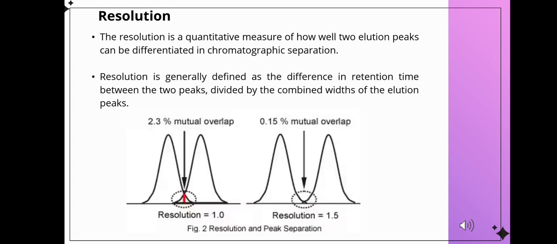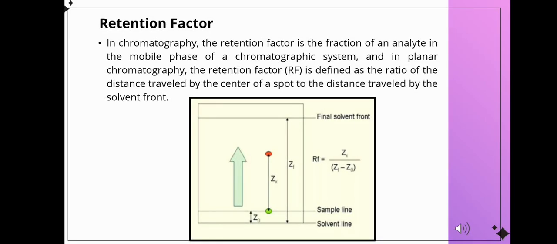The resolution is a quantitative measure of how well two elution peaks can be differentiated in a chromatographic separation. Resolution is generally defined as the difference in the retention time between the two peaks divided by the combined width of the elution peaks. It can be represented by the formula R equals 2 in bracket TR2 minus TR1 upon W1 plus W2. The next parameter is the retention factor.